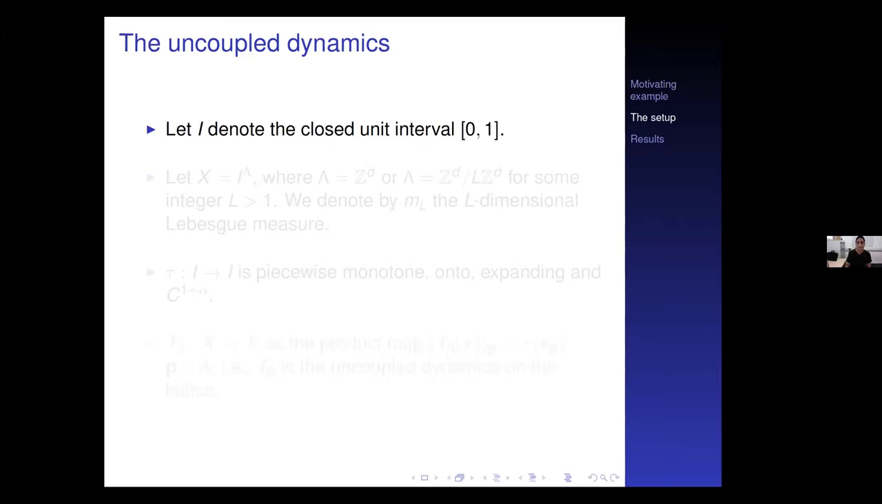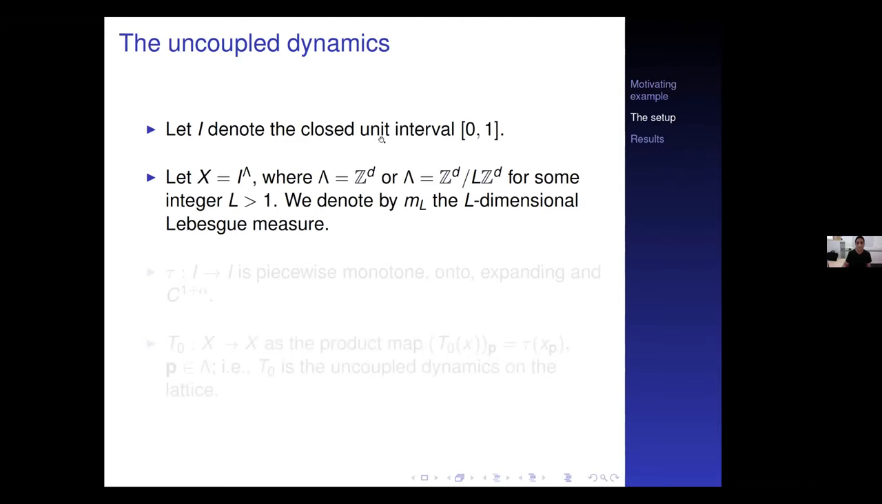Here I will denote by I the closed unit interval, and X will be copies of I. So I take lambda copies of I, and this could be infinite or it could be finite. I'm going to denote by m_L the L-dimensional Lebesgue measure. And the local dynamics, this is the uncoupled system, so I have many cells, and on each cell I have some local dynamics, described by a piecewise onto expanding C^{1+alpha} map.